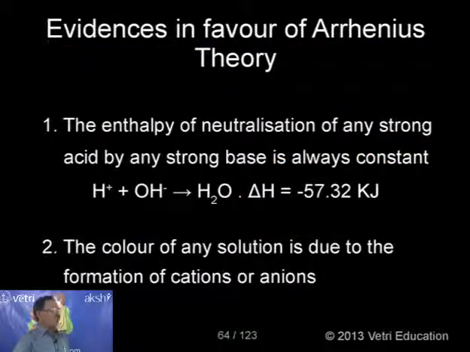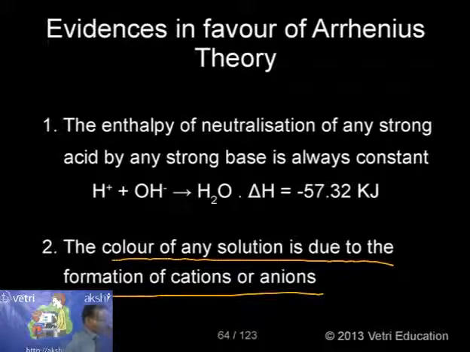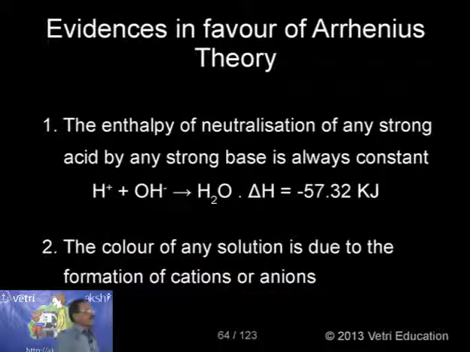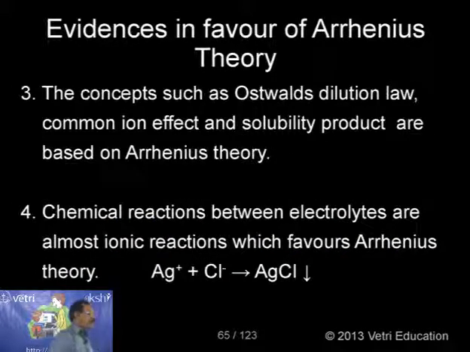Okay, second one. The color of any solution is due to the formation of cation or anion. Specific examples: nickel is green and chromate is yellow. Potassium permanganate gives manganate, again pink. All of this is due to the ions, the color corresponding to the ions. So ions are responsible for the color. Again, this is an evidence for Arrhenius's theory. That means ions are present in the solution.